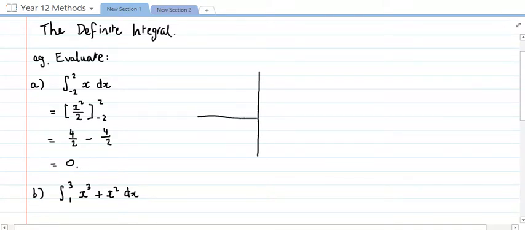So I'll just quickly draw some axes here. And the equation is y equals x, so that's just this line going through the origin here, like so. Now we're looking between -2 and +2, so let's say here's -2. And out here we have +2. The area that we've just found is this bit in here, as well as this bit in here.